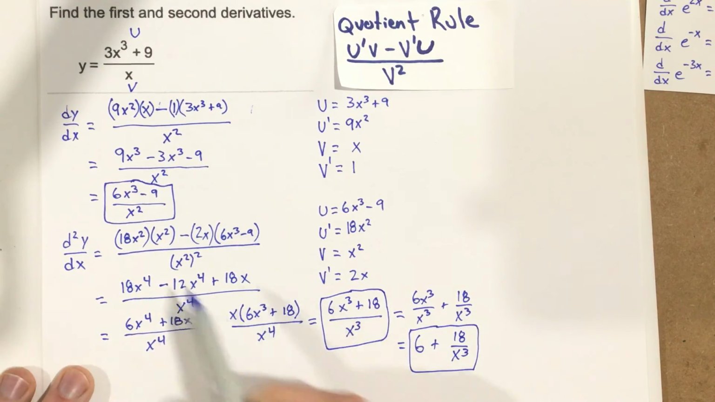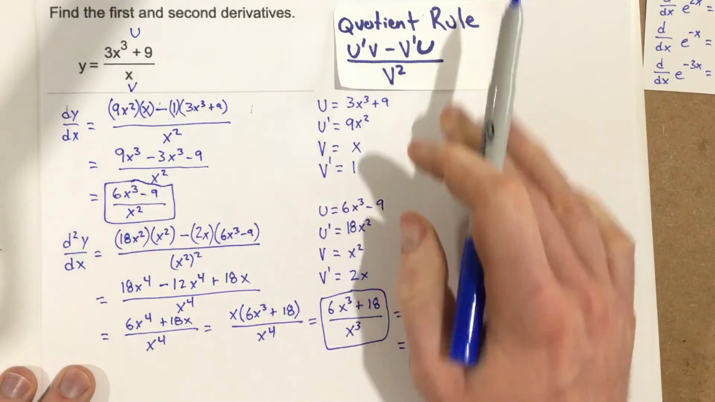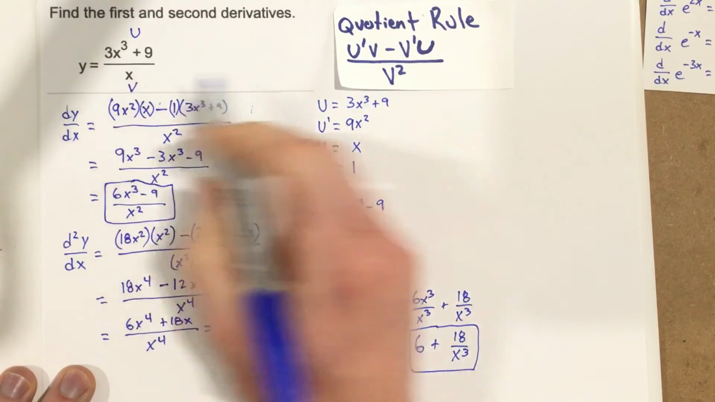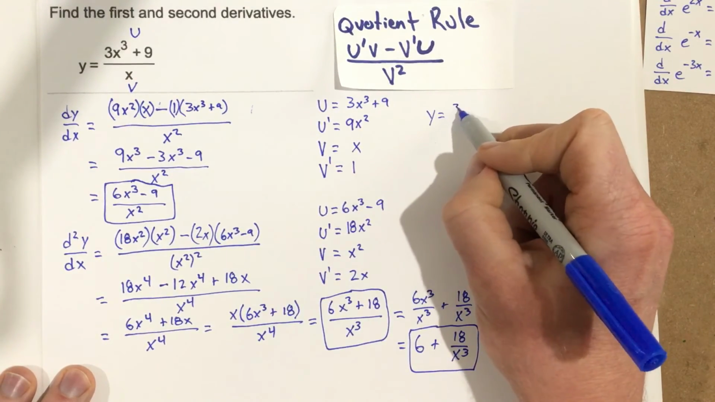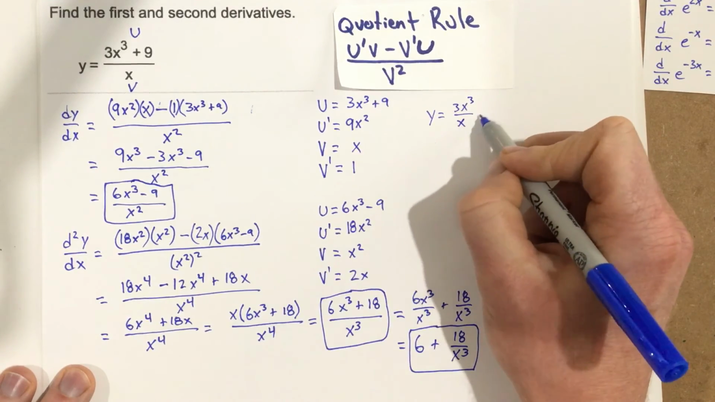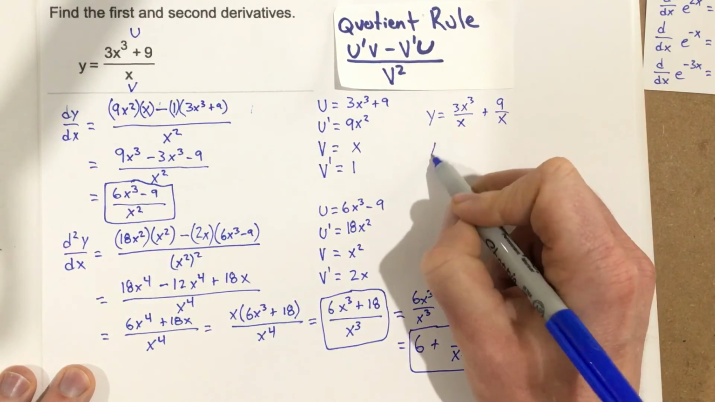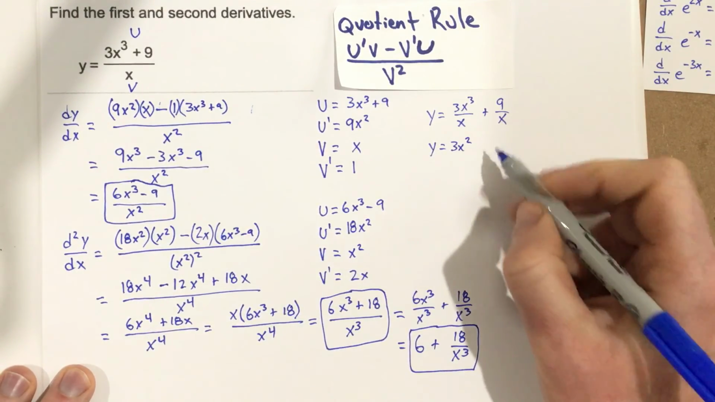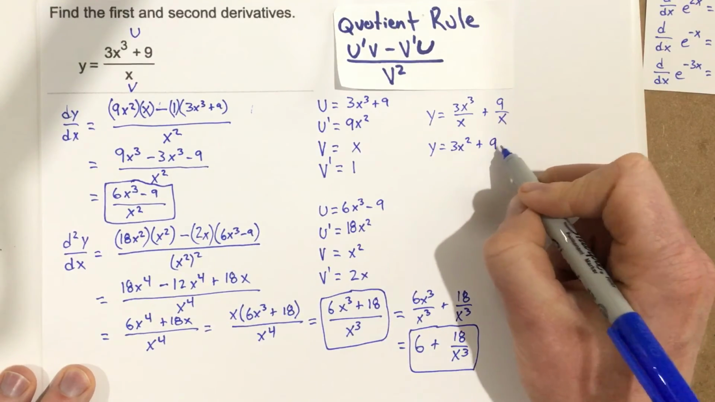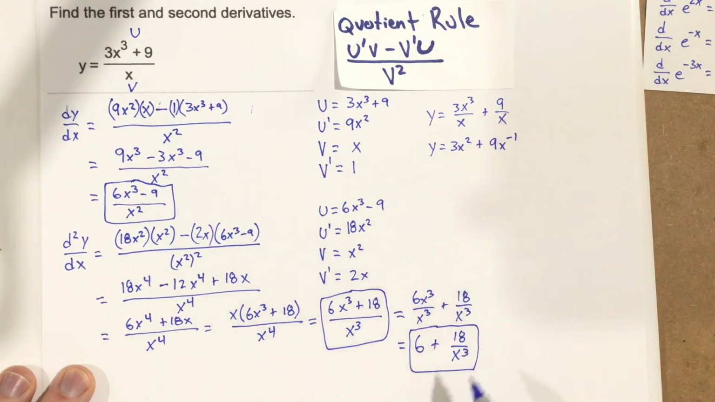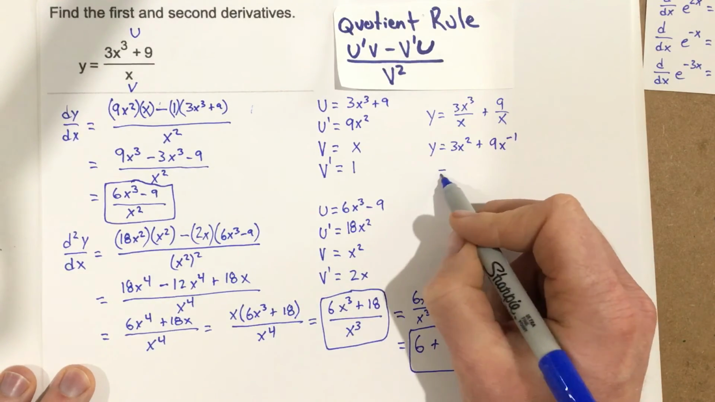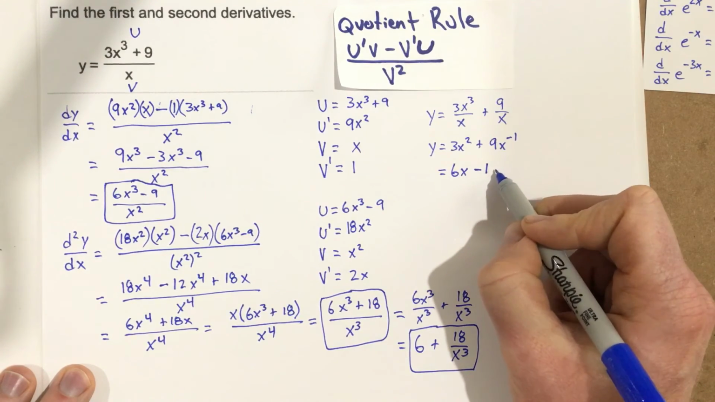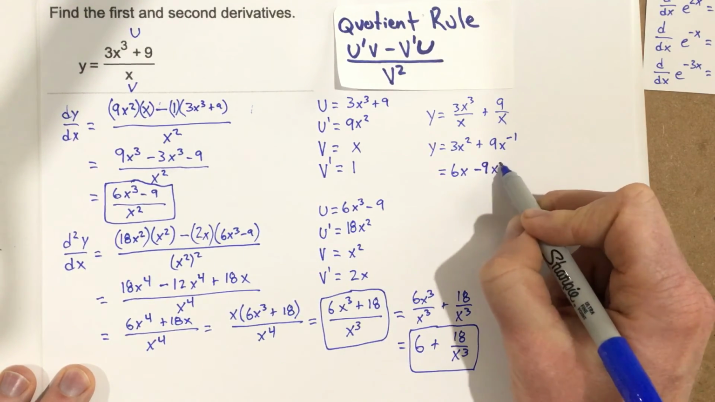Now I do want to point out that we could have, at this very beginning portion, instead of using the quotient rule, what if we would have divided the x between each, so we have y equals 3x cubed over x plus 9 over x, which would give us 3x squared plus 9x to the negative 1 when we bring the x up. And now we could just use the power rule, and we would get 6x minus 9x to the negative 2.